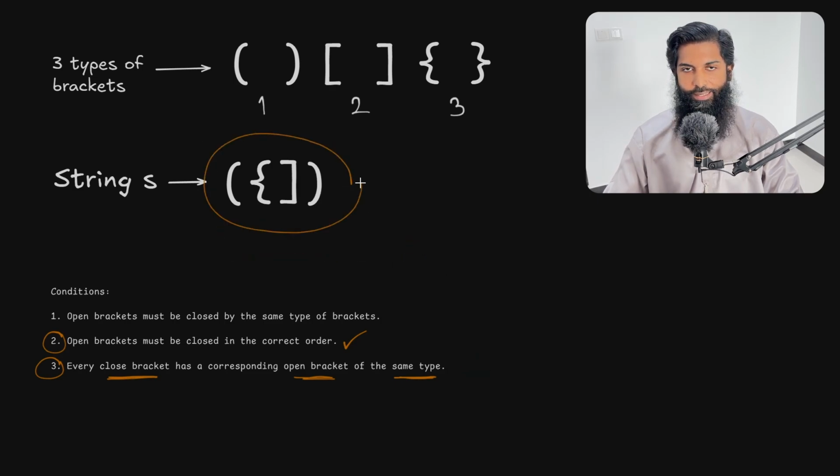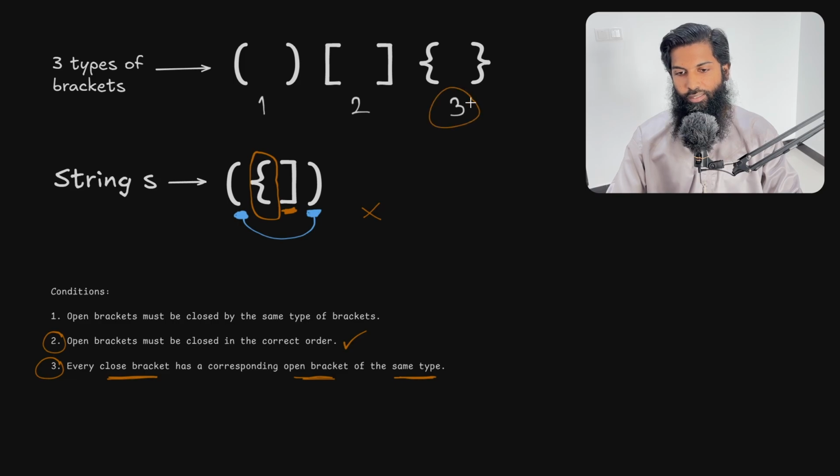Let's look at another example. This example has 2 close brackets. The outer close bracket does have a corresponding open bracket of the same type. However, the inner close bracket does not have an open bracket of the same type, because this open bracket is of type 3 and this close bracket is of type 2.